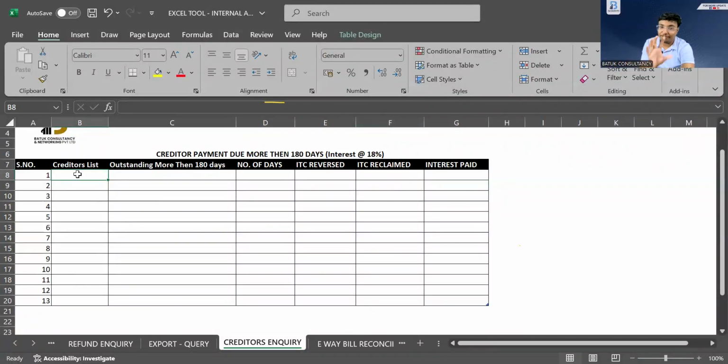So in future, if you prepare this particular Excel file or Excel tool for your client, one tool is more than sufficient for all your GST compliances for a specific financial year. So: outstanding more than 180 days, number of days, ITC reversed, ITC reclaimed, interest paid at the rate of 18%.